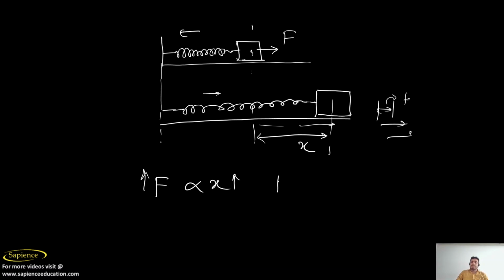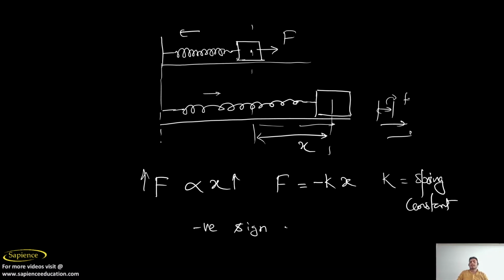And if you want to write this, it will be minus k into x, where k is your proportionality constant, the spring constant, okay. And why the negative sign? The negative sign indicates the force always acts in the opposite direction of the applied force.